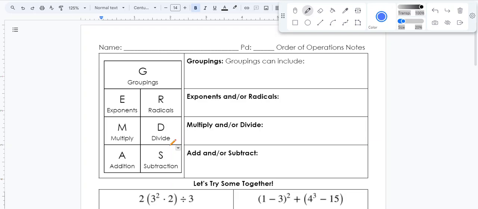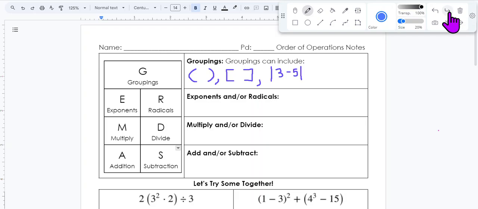As you go further on in math, though, there are things other than just parentheses. So we don't want to just call it parentheses. We want to call it groupings. So our first thing is groupings, right? And groupings can include things like parentheses that we just talked about, right? They could also be brackets like this. They look like that. Or they could also be absolute value bars. Remember, absolute value bars have two straight up and down lines, and there's something in between them.